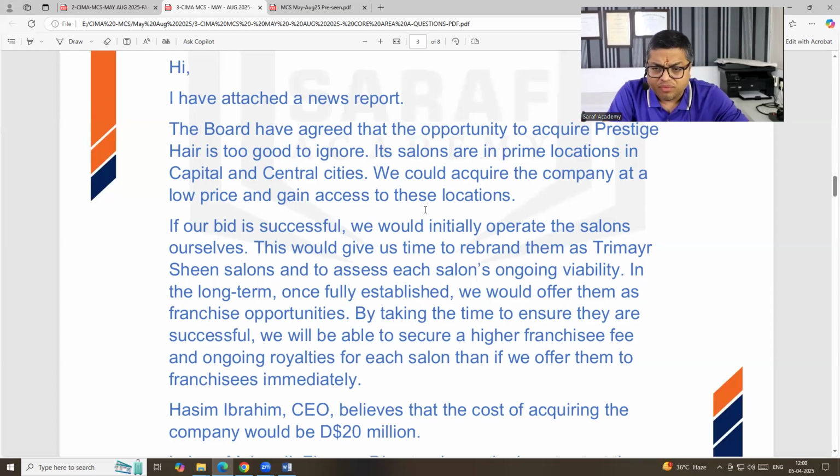In the project, we are investing $20 million. How much we will get first year, second year, third year, fourth year? Not given. We need to estimate. Suppose first year we are getting $1.2 million. Second year, $2.3 million. Fourth year, $4 million. Blah, blah, blah.